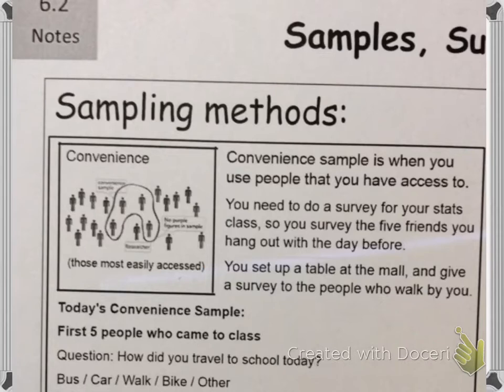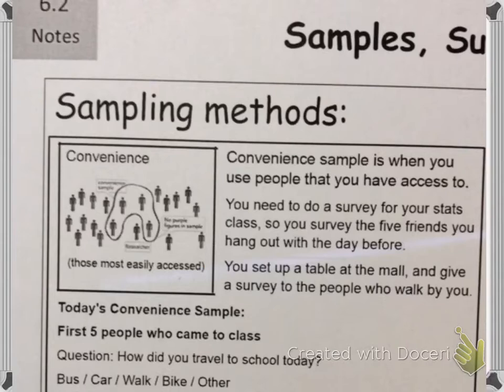Anyway, there are a lot of different sampling methods. There's actually 6 of them on this note-taking guide, so we're just going to go through and talk about them. If we were in class, we would do a little activity that would help you understand a bit better, but we'll just talk through it here.